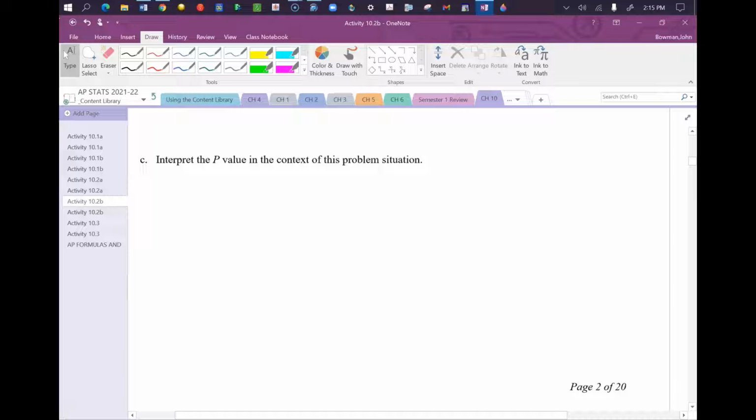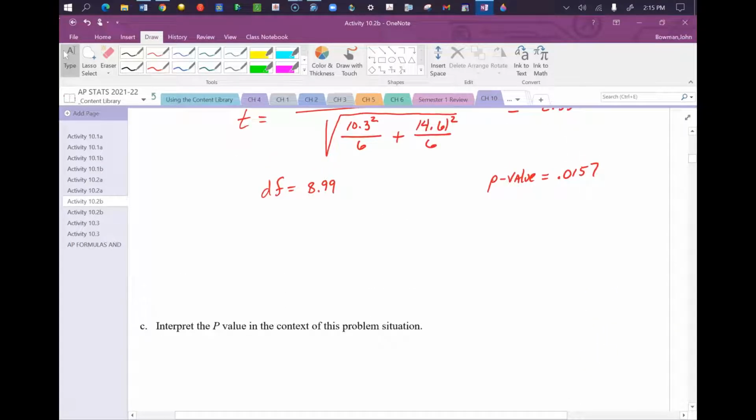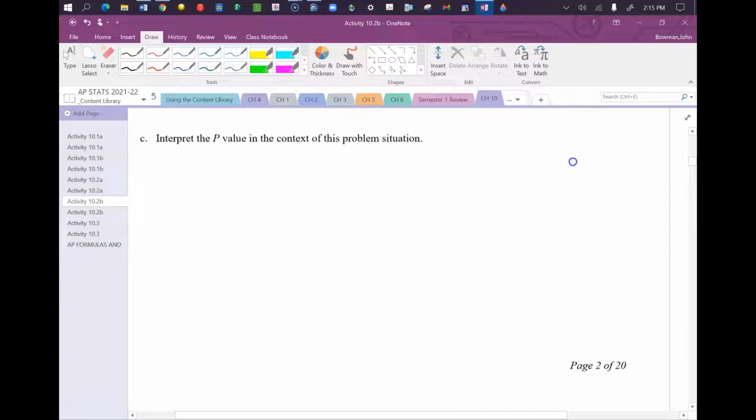Now, how do we interpret this p-value in context? I'm going to say it, but I'm not going to write it down. If there is no difference in the population mean lengths of time that the batteries last, then there is only a 1.57% chance of getting a sample in which the difference in the sample means is this large or larger. Since this is so unlikely to happen by chance, we would reject the null hypothesis and conclude that generics have a greater average life than WC energy batteries.